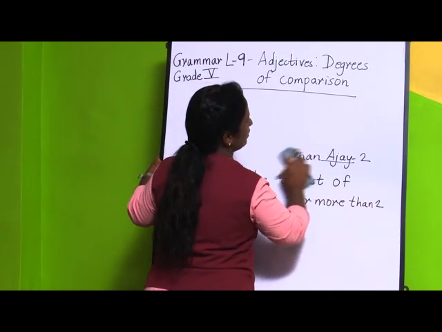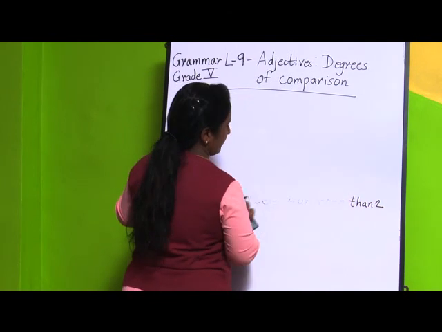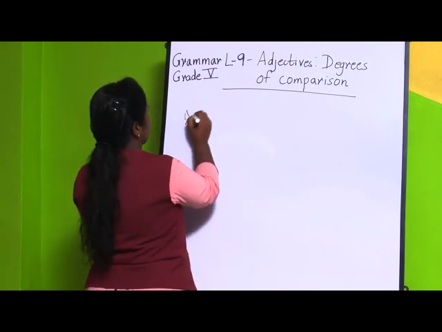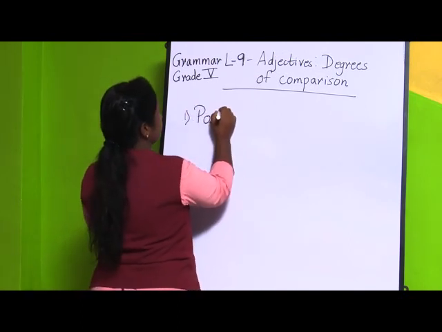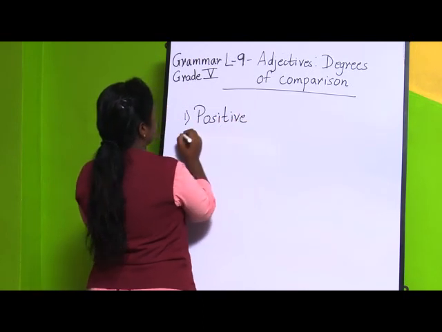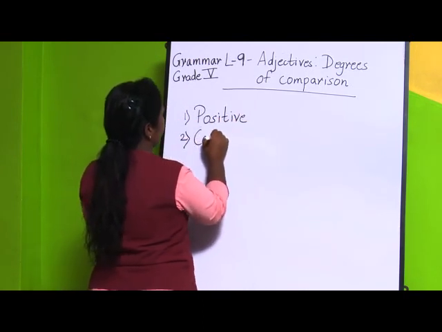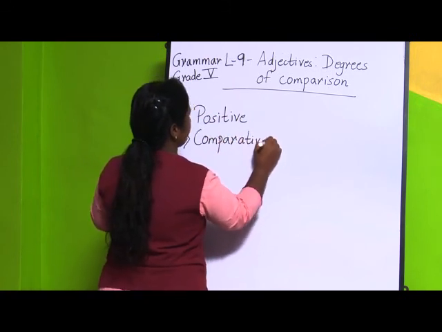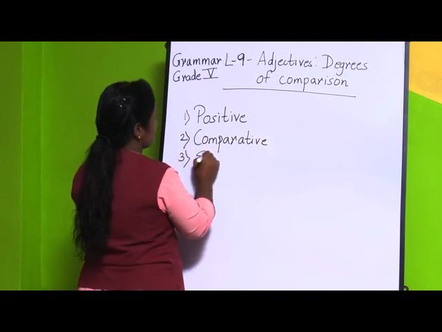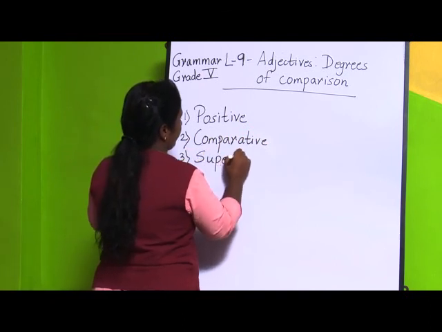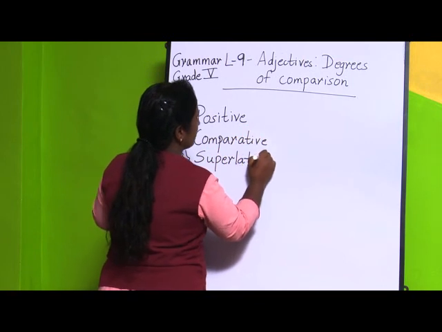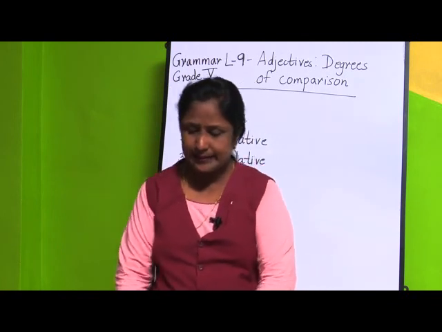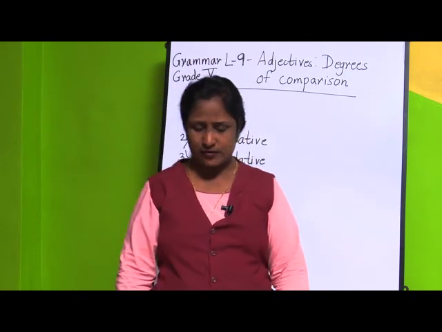So first one is what? Positive, second is comparative, and third is superlative. So first degree is what? Positive. Second is comparative. And third is superlative. So these are the 3 degrees of comparison. Now one by one we will be seeing in detail what are these 3 degrees of comparison.